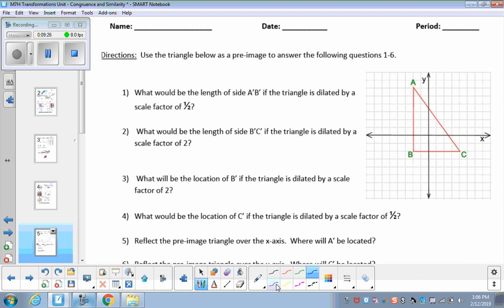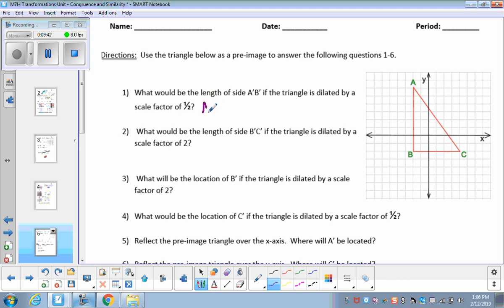But for number 1 here, I want to know what would be the length of side A prime, B prime if the triangle is dilated by a scale factor of 1/2. So currently side AB over here, if you just count, it's 1, 2, 3, 4, 5, 6, 7, 8 units long. Okay? So AB is currently 8 units long. If we dilate that by a scale factor of 1/2, then side A prime, B prime would only be 4 units long. Okay? That's all we're asking. It's going to be half the length.